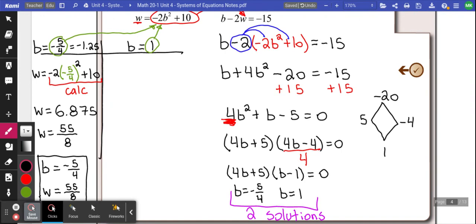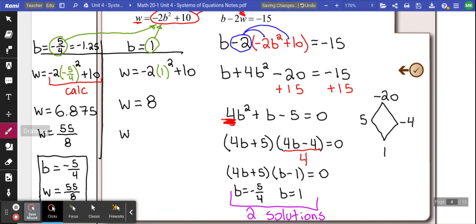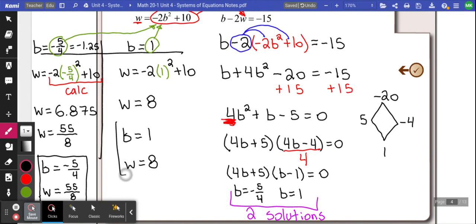In the second solution, I now have b equals 1. That means I have w equals negative 2. Instead of b, I'm putting in brackets 1. I think I said negative 1, but I meant positive 1. Plus 10. Put that in your calculator. I'm a little more confident with that one. Should be 8. That means b equals 1, w equals 8. And those are my two answers.